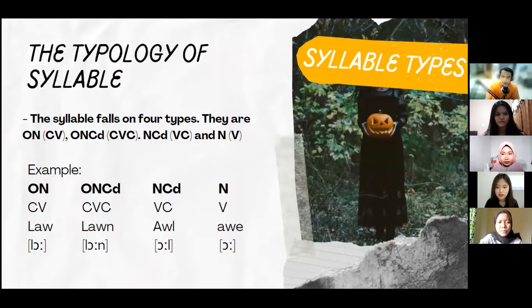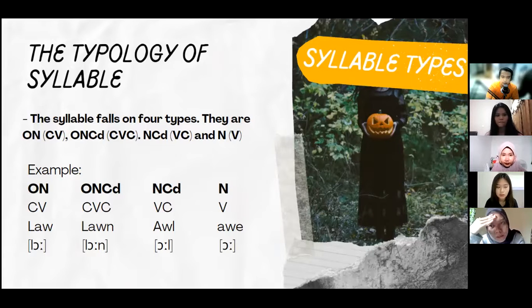The typology of syllable. The syllables fall into 4 types. They are onset, open syllables; on coda, closed syllable; nucleus coda, vowel consonant; and nucleus, vowel. An open syllable ends with a vowel that usually has a long sound. Then a closed syllable has a short vowel ending in a consonant. The vowel sounds in VC or vowel consonant words are considered closed or short vowels. All vowels have at least 2 pronunciations, a long sound and a short sound.